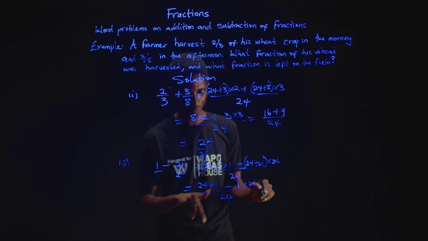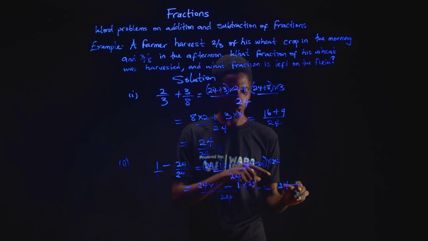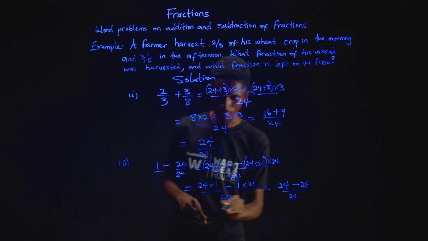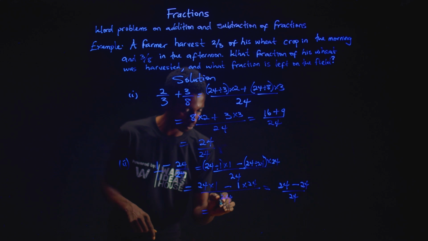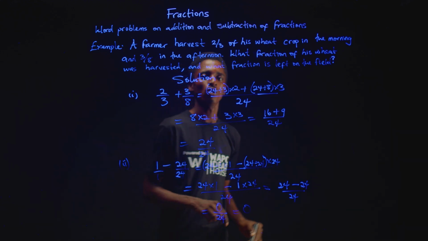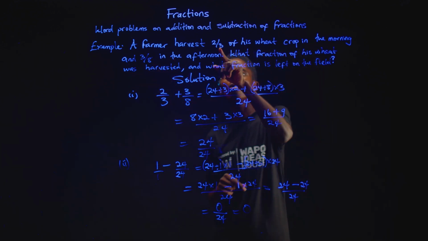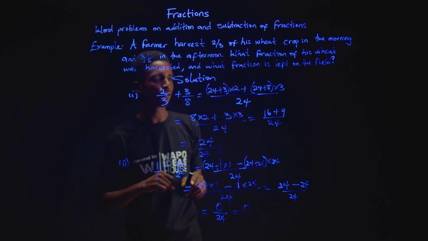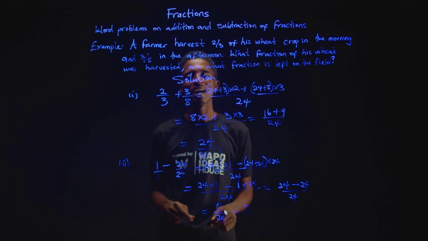This would give us 24 times 1, 24, minus 1 times 24, 24 over 24. So at the end of the day, 24 minus 24 will give us 0 over 24, which is 0. So that tells us that after harvesting 2/3 of the field in the morning and 3/8 of the field in the afternoon, he has no wheat left on that field.